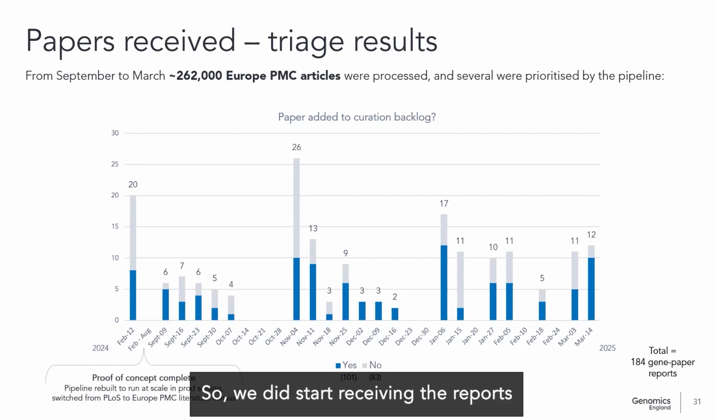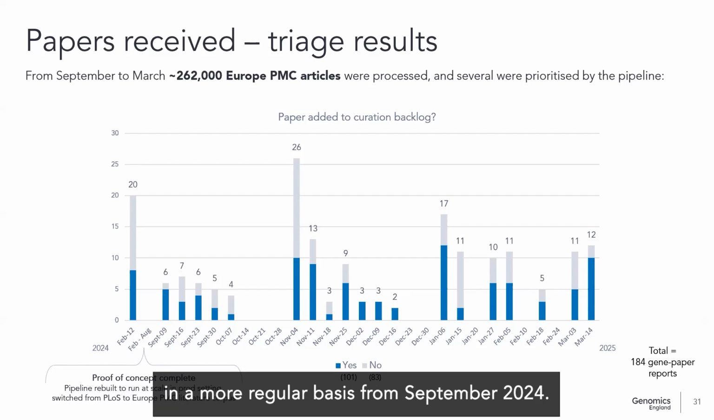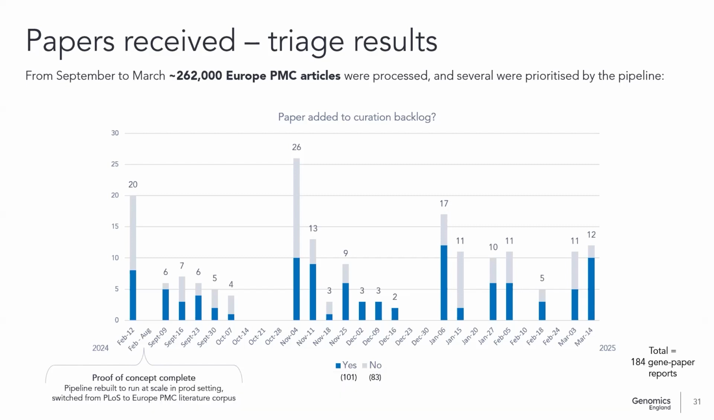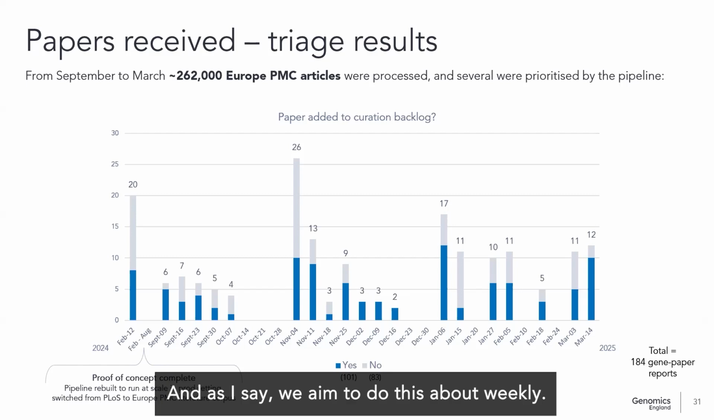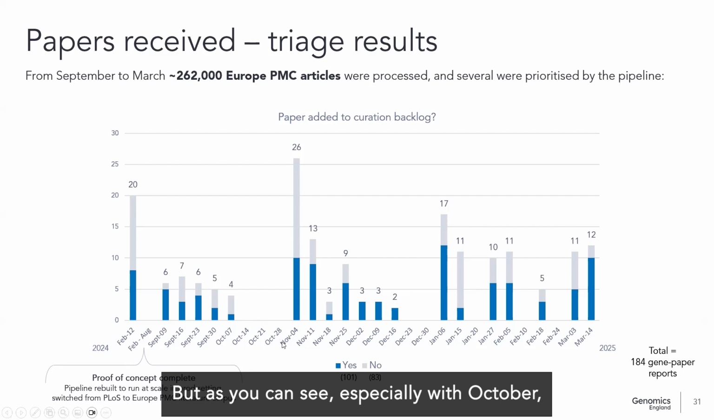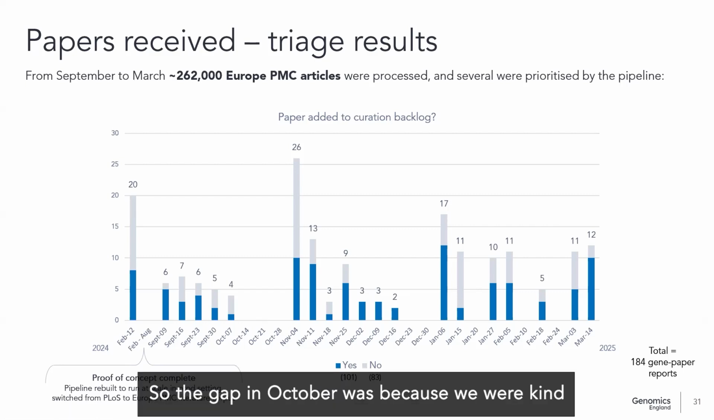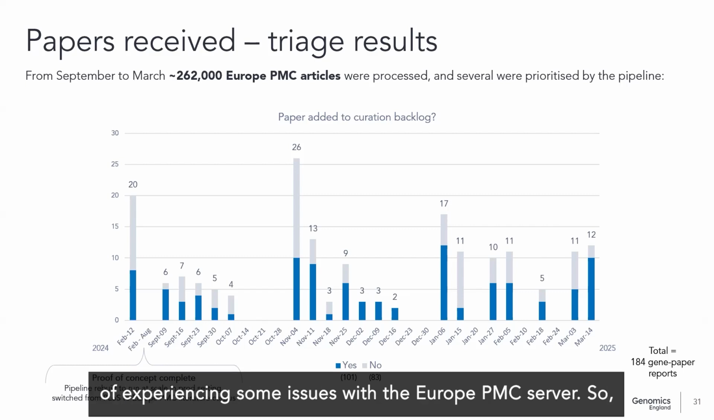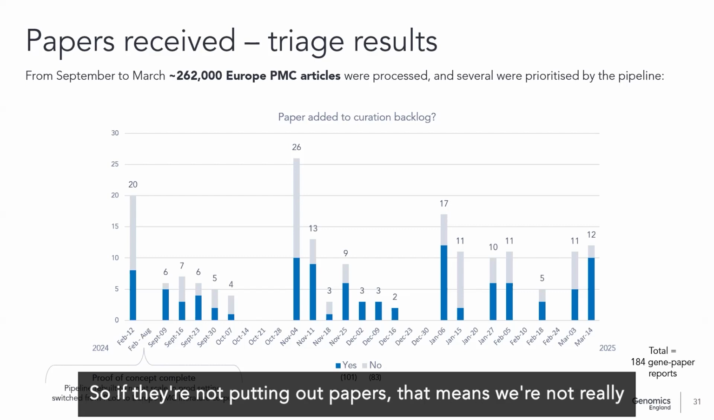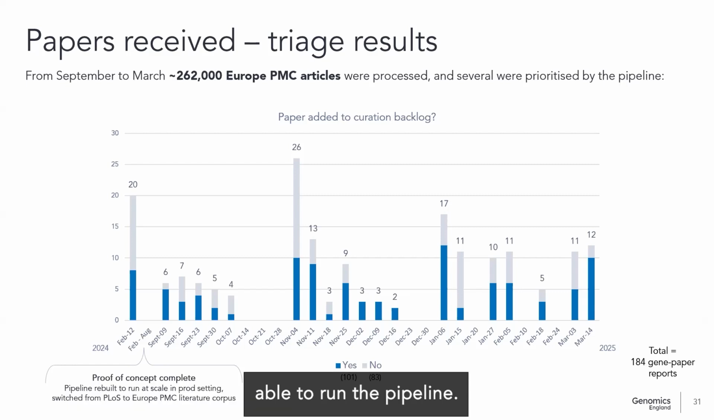So we did start receiving the reports on a more regular basis from September 2024. And as I say, we aim to do this about weekly. But as you can see, especially with October, this wasn't always possible. The gap in October was because we were experiencing some issues with the Europe PMC server. So they were not putting out any papers, and if they're not putting out papers, that means we're not really able to run the pipeline.